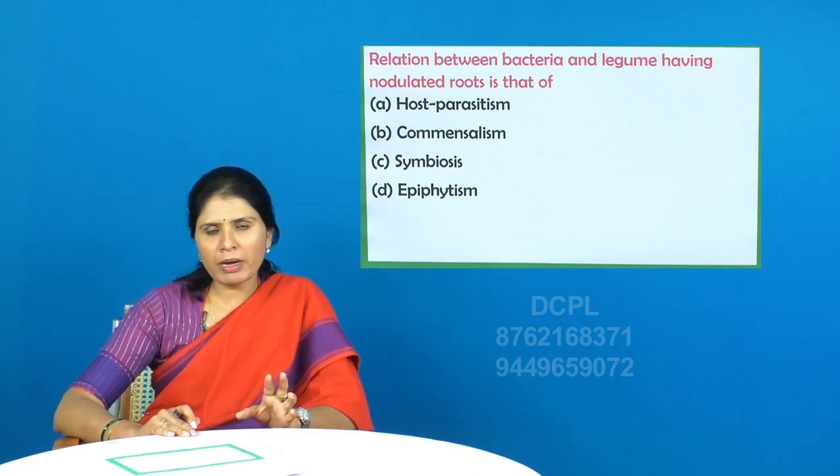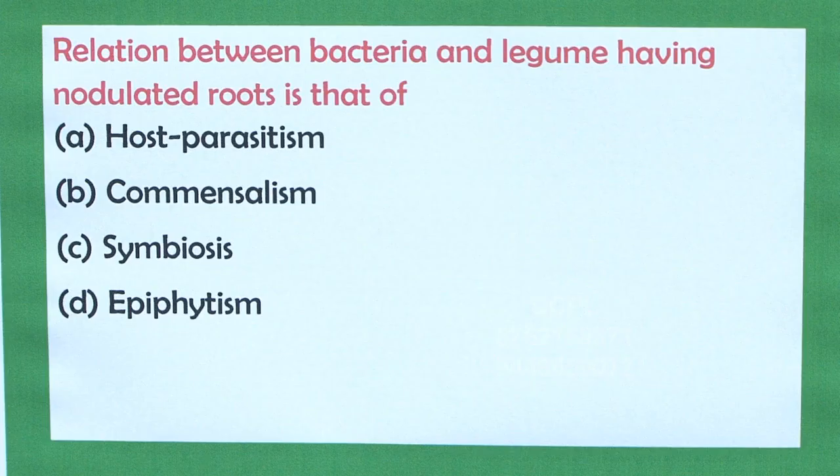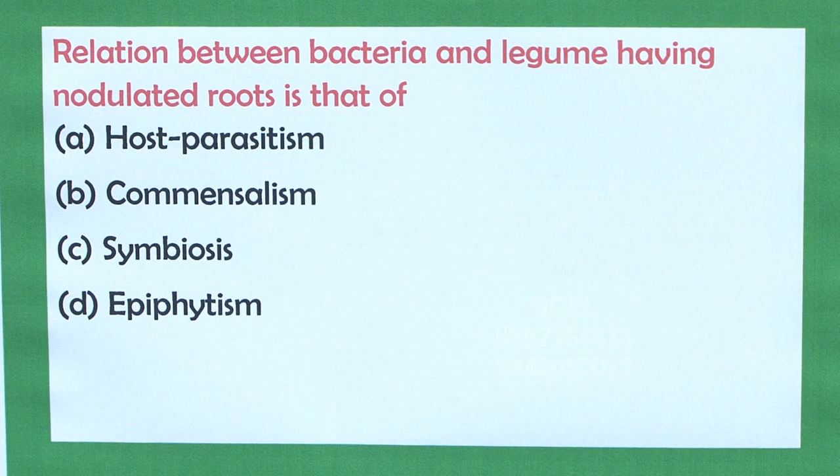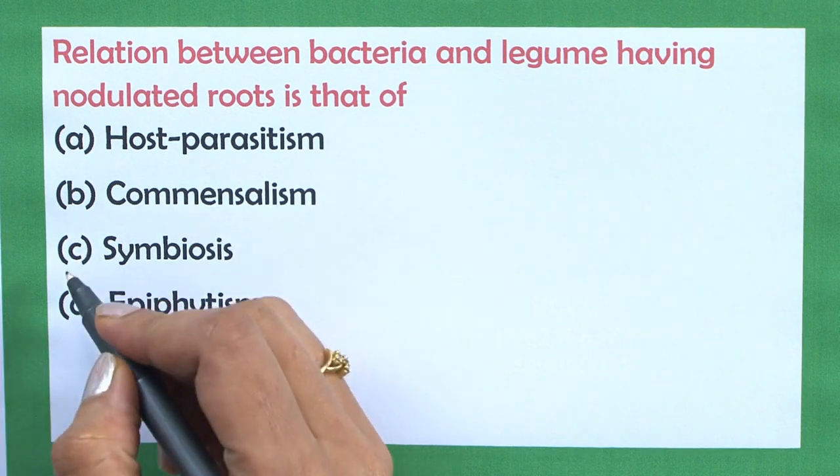So, it cannot be host parasitism, and it cannot be commensalism either, but there are two more options, symbiosis or epiphytism. Epiphytism cannot be the option. What does symbiosis say? Symbiosis is a mutualism, an interaction between two organisms where both are benefited. Here, the relationship between the bacteria and the leguminous plants, both are benefited. How? The bacteria are provided shelter and the leguminous plants in turn get nitrogen fixed by the bacteria. So, the appropriate answer would be symbiosis.